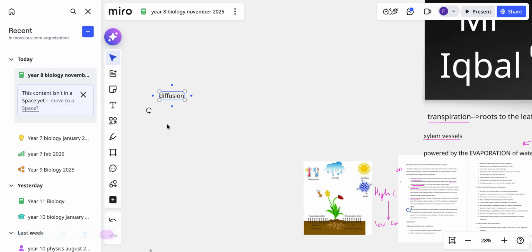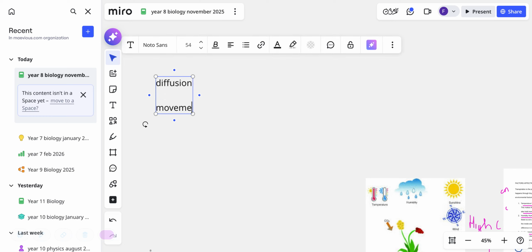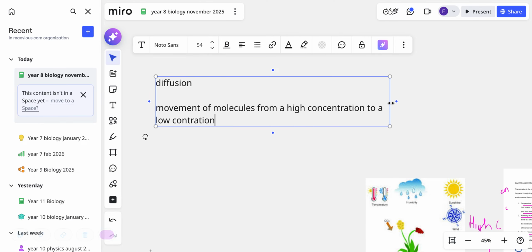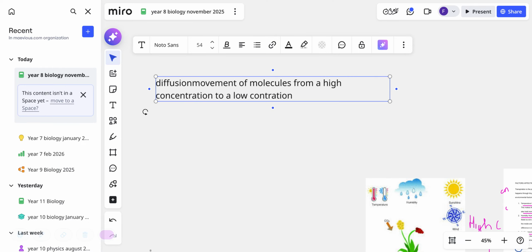Diffusion. Diffusion is the movement of molecules from a high concentration to a low concentration. It sounds so dull and boring, and I got to learn that for science. Yes, you do. What does all that mean? And have we done it before? Yes, we have, but it's been a long time.